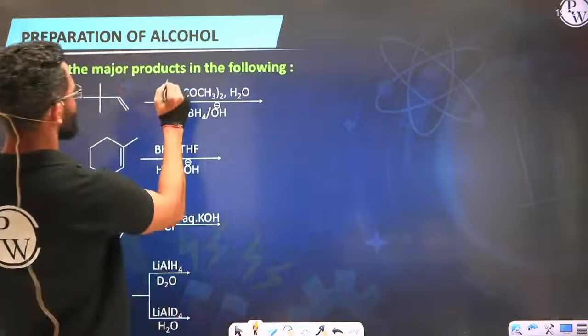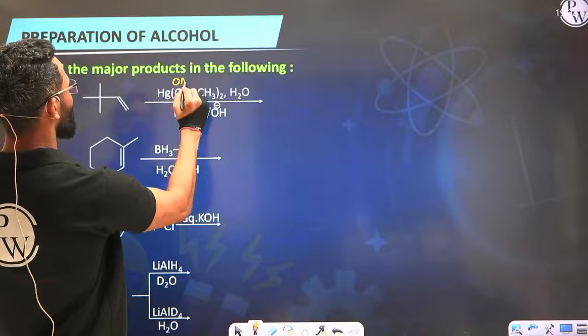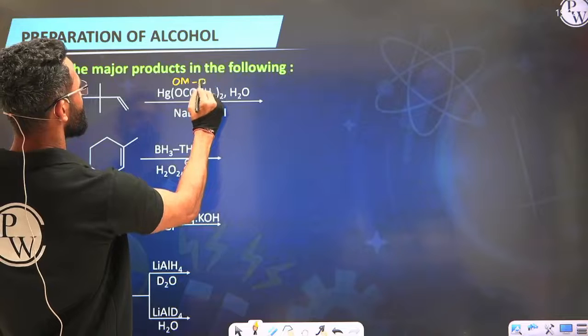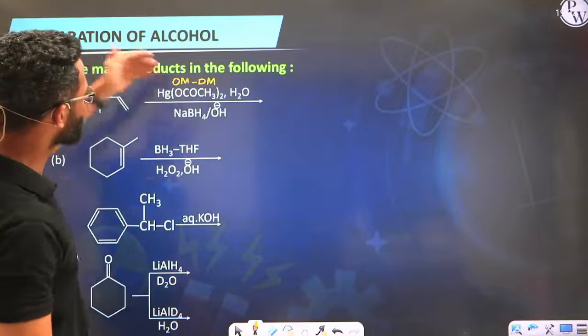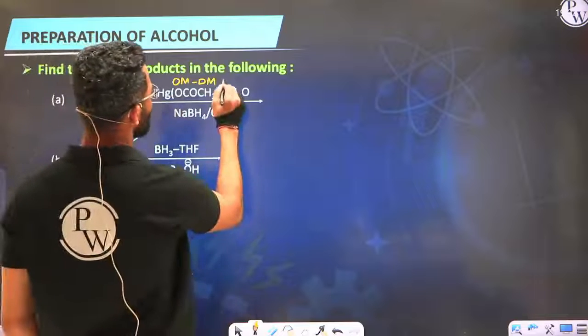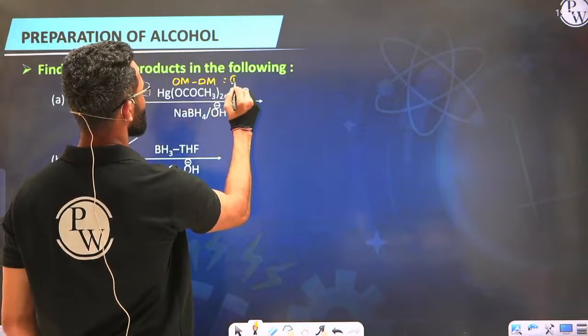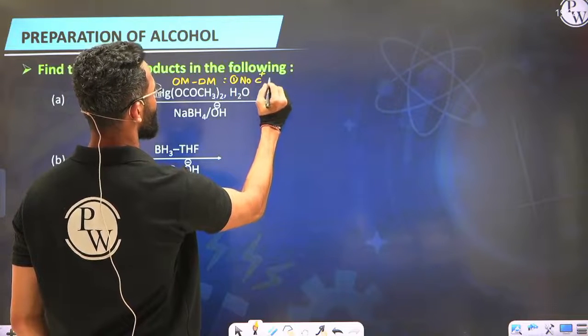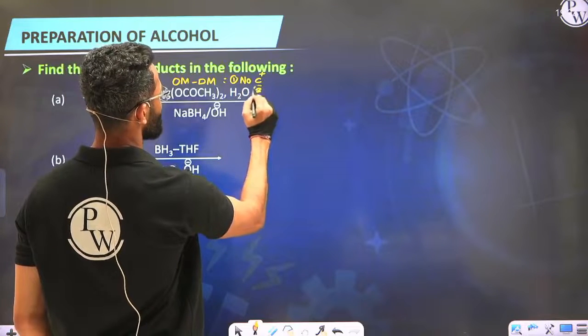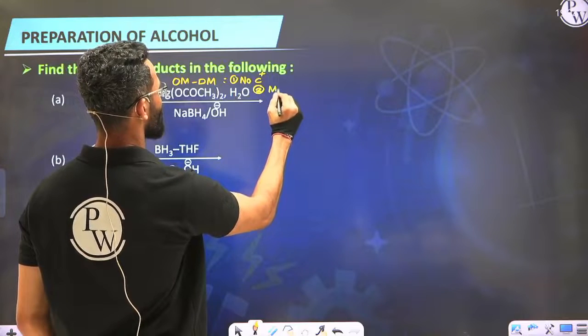Okay, so this is nothing but oxymercuration, demercuration. Now, when you write oxymercuration, demercuration, what are the features that you write? First one, no carbocation rearrangement. C plus is carbocation. Second feature, it still follows Markovnikov addition.